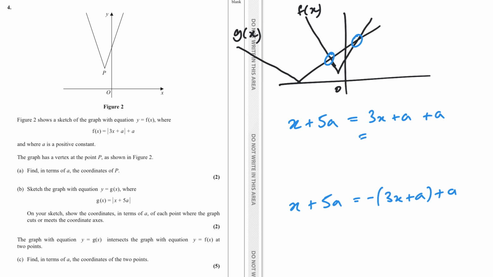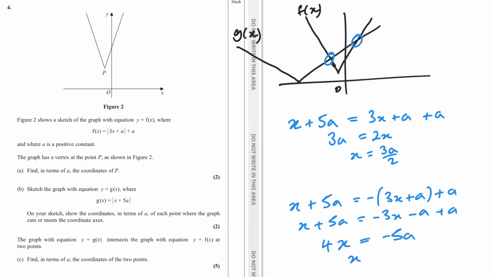So a little bit of rearranging, and you can see 2x is going to equal 3a. So x equals 3 over 2 a. And then with the second one, I need to first expand the bracket. Okay, and then you can see if I rearrange, I get 4x on the left, minus 5a on the right. So x is minus 5 over 4 a.